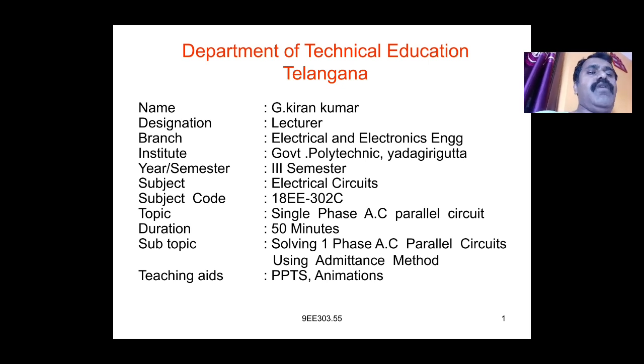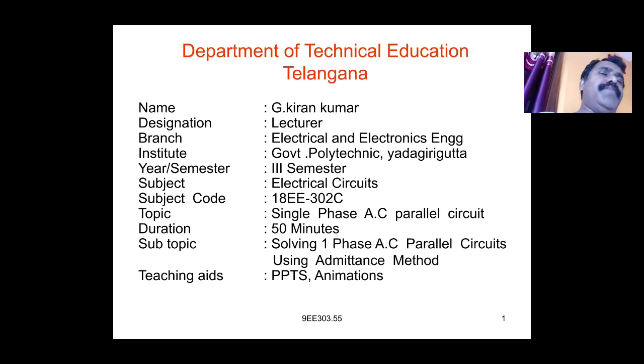Now we can solve the single phase AC parallel circuits by using the admittance method. So first of all, we should know what the admittance method is. What is meant by admittance? Again, we studied the impedance. So impedance, we know, we can define in many ways.